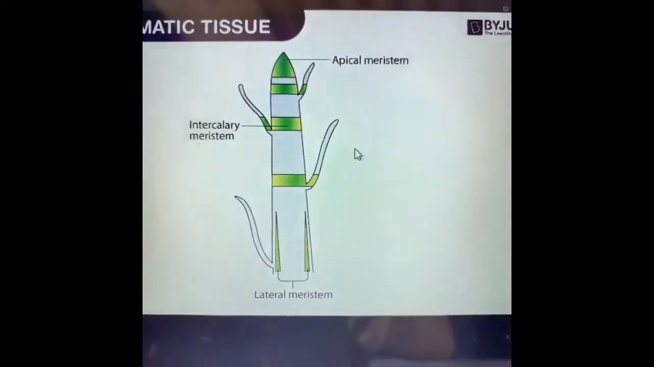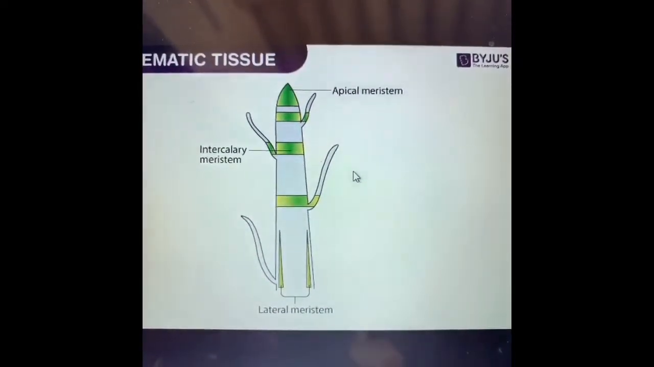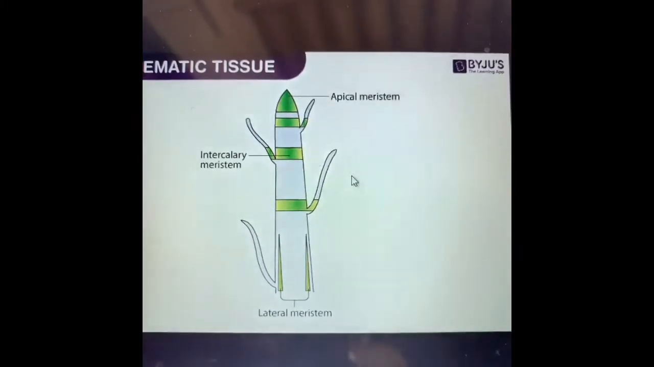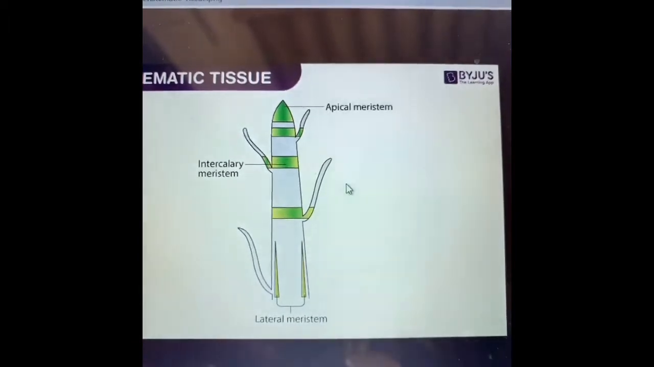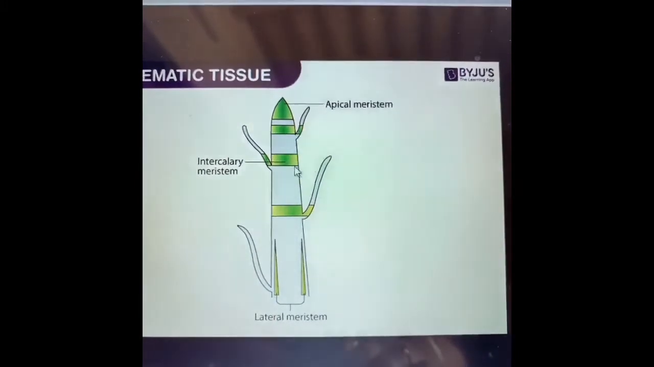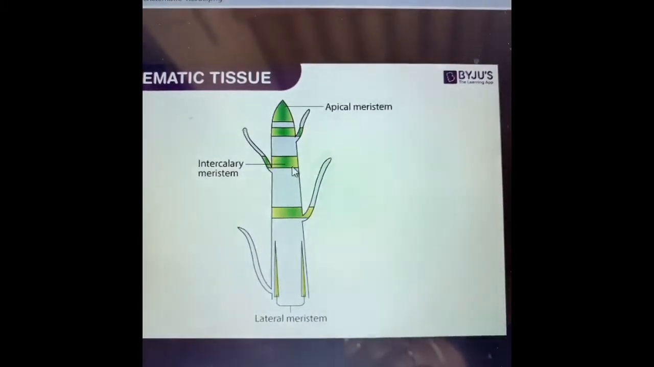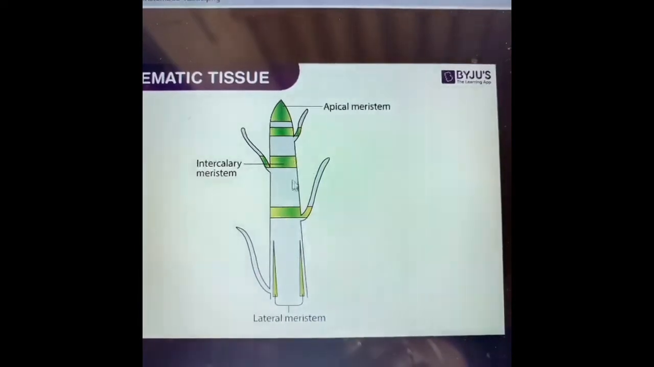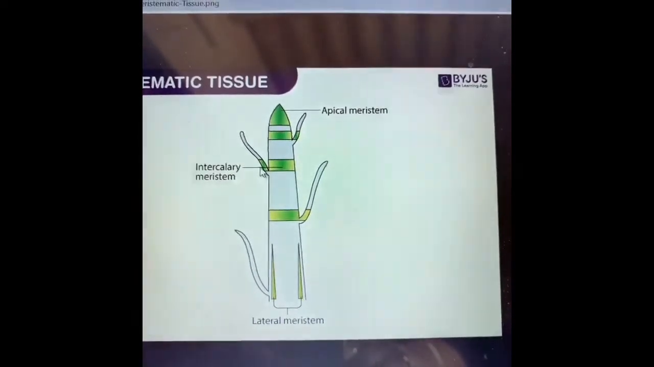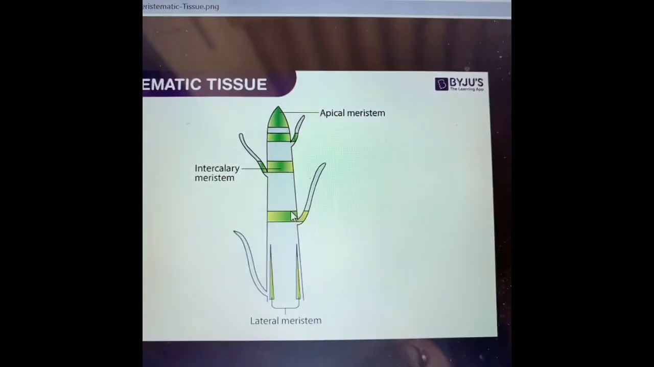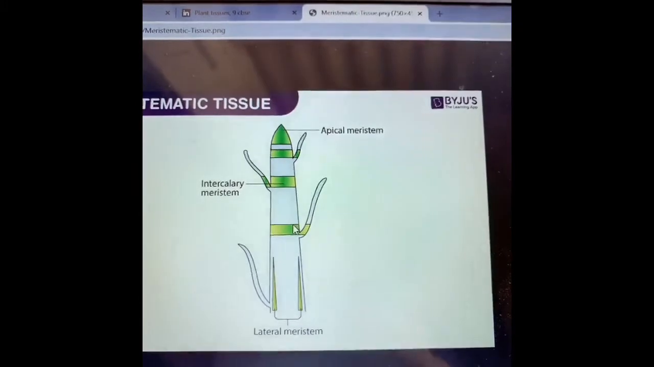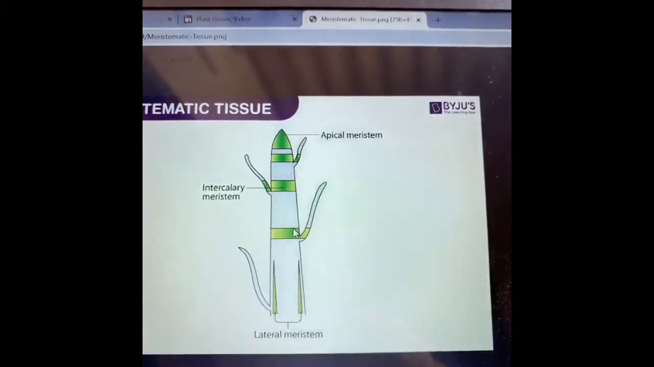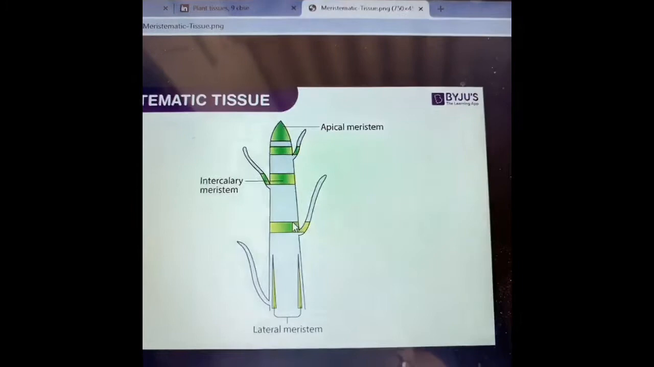Now talking of the intercalary meristem, they are present at the base of the leaves or internodes on either side of the nodes of twigs. It helps in longitudinal growth, that is elongation of the plant. So these cells will grow to increase the length of the stem or the leaf of the plant. The upward bending of shoots is due to the activity of the intercalary meristem.